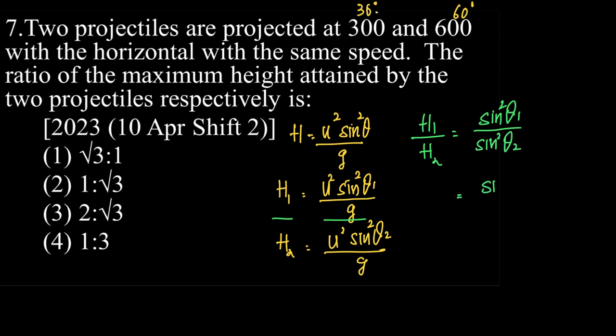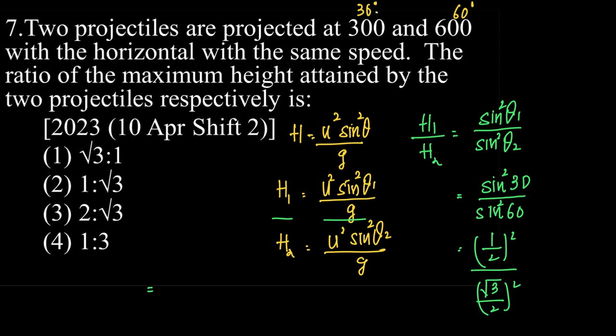What is theta 1? It is 30, so we got sine square 30 the whole upon sine square 60. So what is sine square 30? It is 1 by 2 the whole square. What is sine square 60? It is root 3 by 2 the whole square. So what we get is 1 by 4 into 4 by 3, which is equal to 1 by 3, which gives the correct option as option 4.